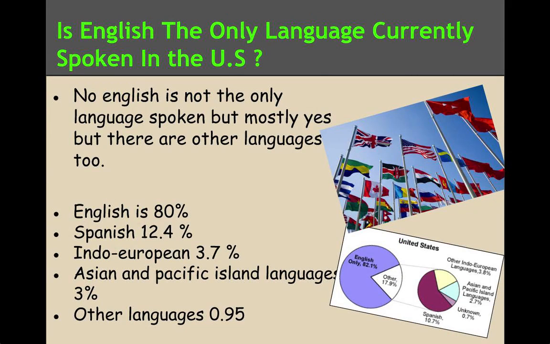Okay, so is English the only language currently spoken in the US? No, English is not the only language spoken in the United States, because only 80% speak English, while it's followed by the Spanish speakers, which is 12.4%, and then the Indo-Europeans, and then the Asians and the Pacific Islanders. So there are many other languages spoken in the United States, which is basically 0.9%.